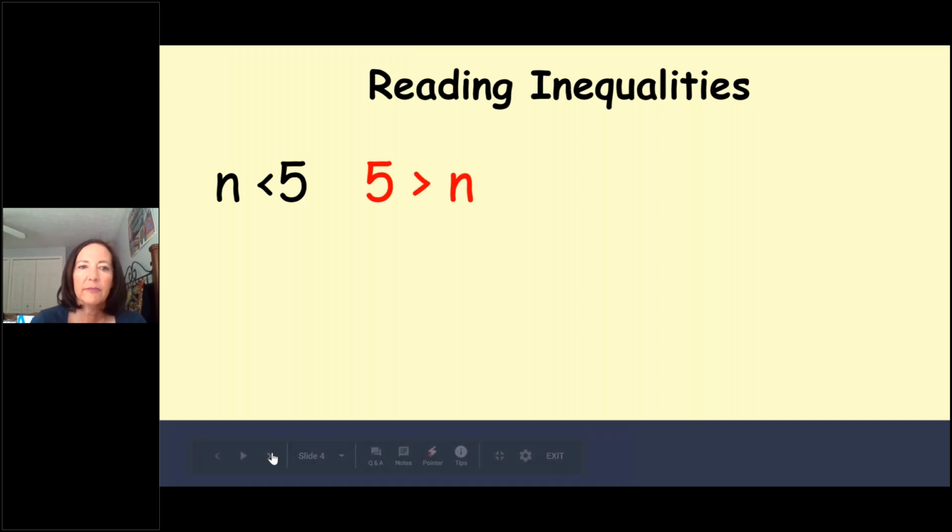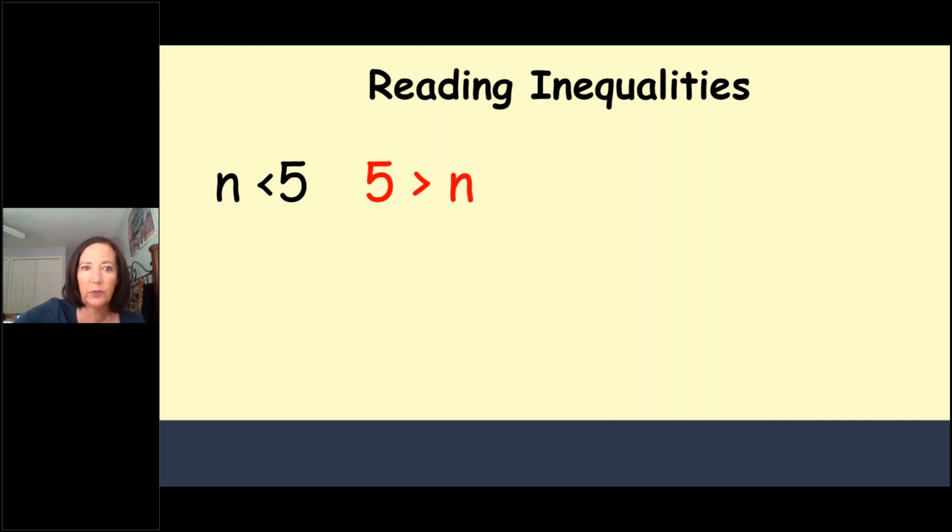Okay. 5 is greater than n. Thank you. And something that I wanted to point out, the 5 is on the side of the symbol with the open mouth. And in red, the 5 is also on the side of the symbol with the open mouth. So really, these two inequalities mean the same thing. They're written different ways, but in both cases, all of the n values have to be smaller than 5.